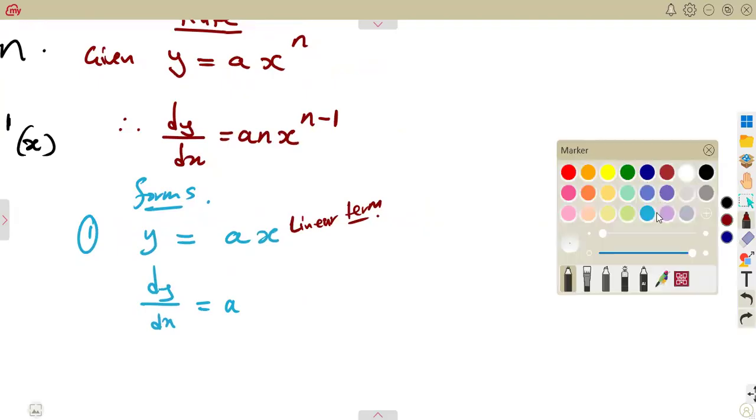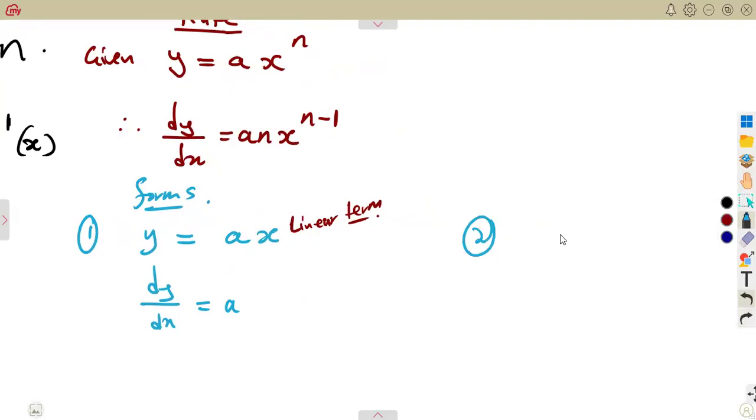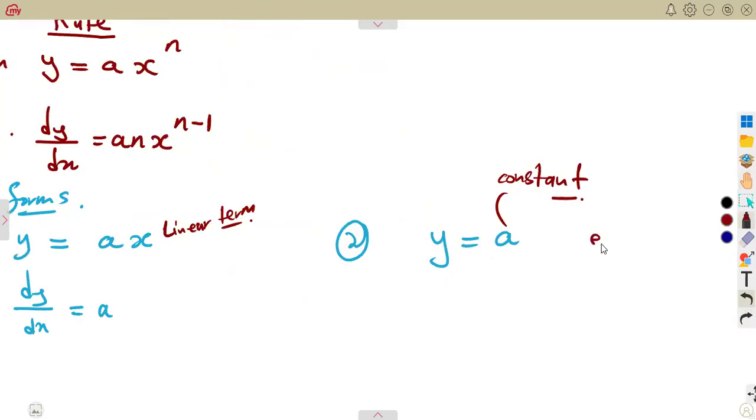Then the second part is when we are given this to be equivalent to a constant. Y is equal to a. We do not have x here, so it means this is a constant. Y is equal to a constant. For an example, y is equal to 3, y is equal to 2, y is equal to 7, y is equal to a. It's not in terms of x, it's just an a like that. It means a is now a constant.